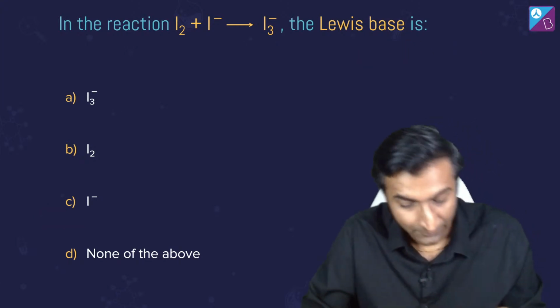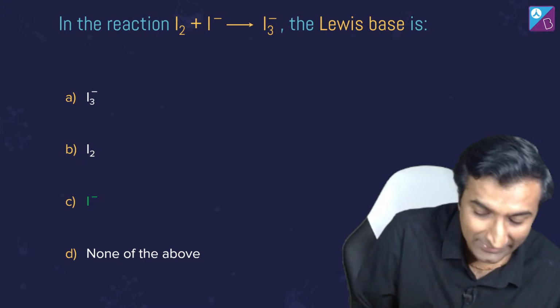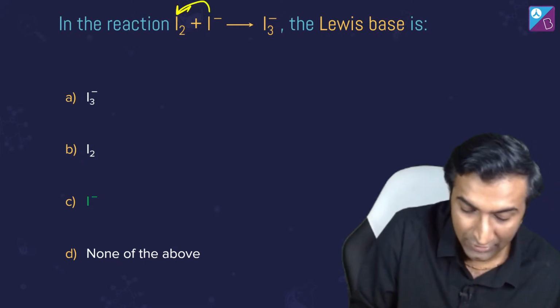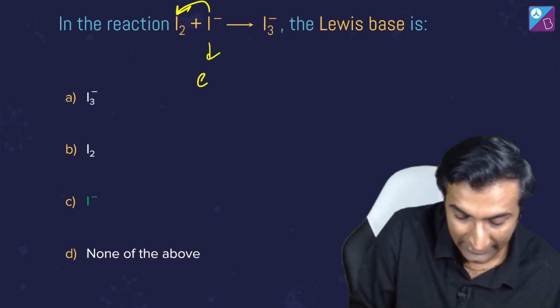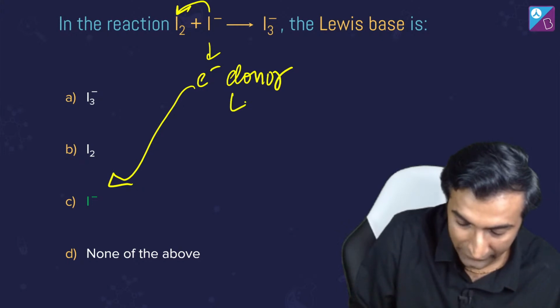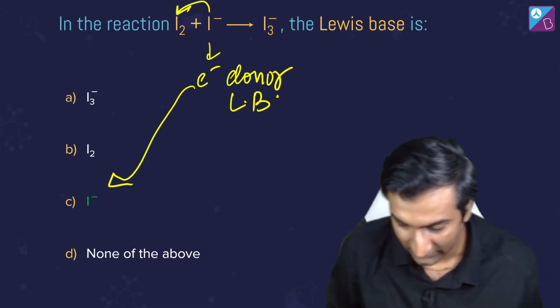How's the answer C though? कैसे है? देखो, इस रिएक्शन में इसके इलेक्ट्रॉन्स जा रहे हैं इधर. अगर ये इलेक्ट्रॉन लूज कर रहा है, दिस इज एन इलेक्ट्रॉन डोनर, राइट? इफ दिस इज एन इलेक्ट्रॉन डोनर, इट मस्ट बी द लुईस बेस. ठीक है? दैट्स इट. कूल.